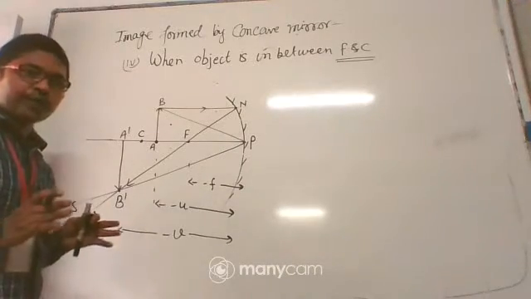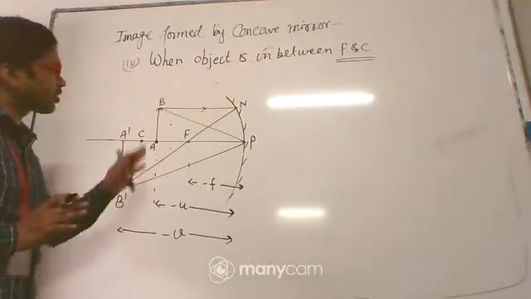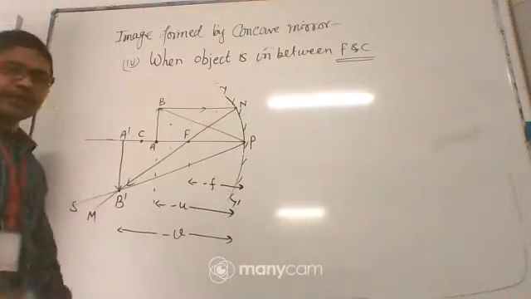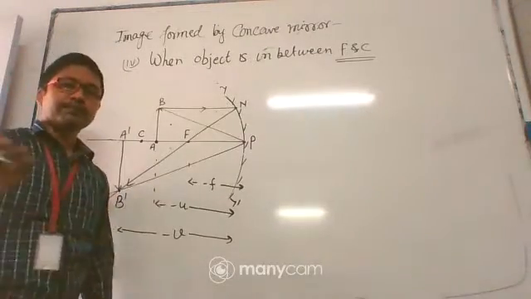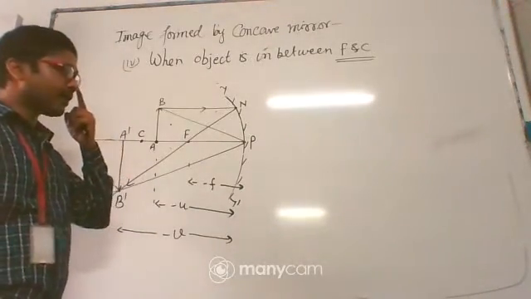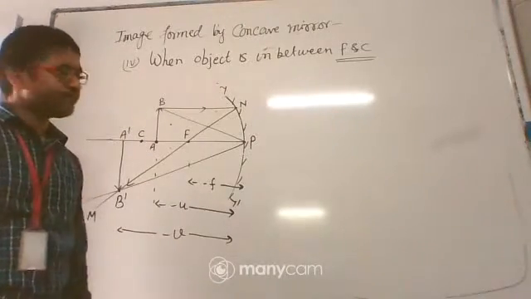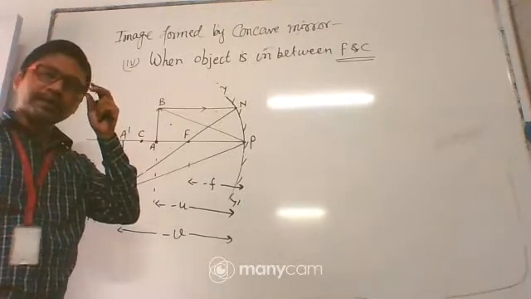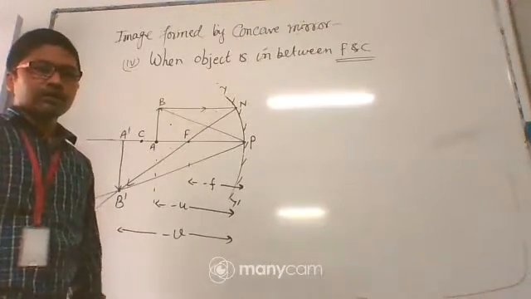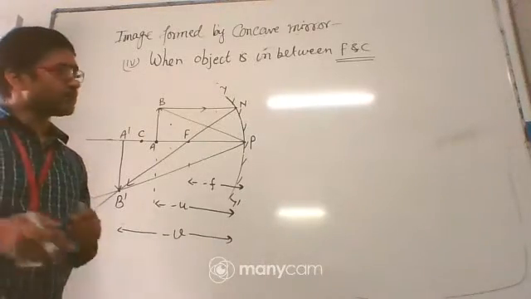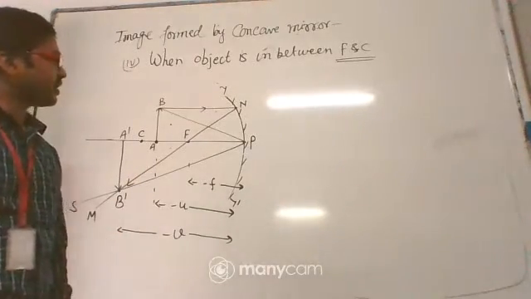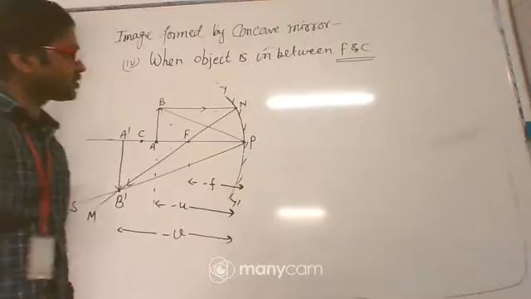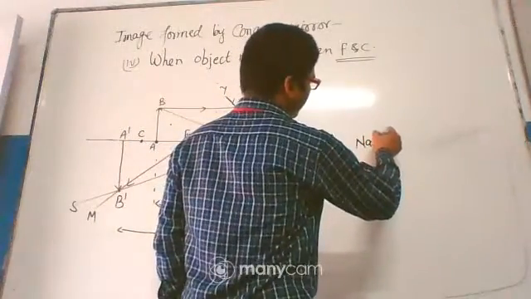Now we are ready to write the nature of this image A dash B dash formed by the concave mirror. Try to write the nature of this image by yourself, and after that check whether your answer is correct or not. You should try by yourself, pause this video and write down the answer, so that you can check whether you understand the things clearly or there is any problem in understanding. Let's see the nature.